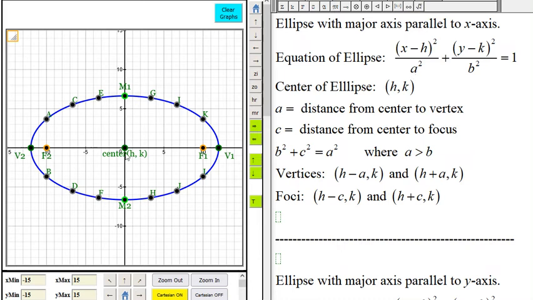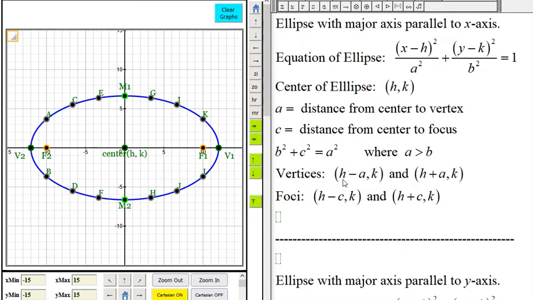A is the distance from the center to the vertex. B is the distance from the center to M1. And C is the distance from the center to the focus. The relationship between A, B, C is B squared plus C squared equals A squared, where A squared is the longest. A, the distance from the center to the vertex, is longer than the distance from the center to the focus, or the center to M1.